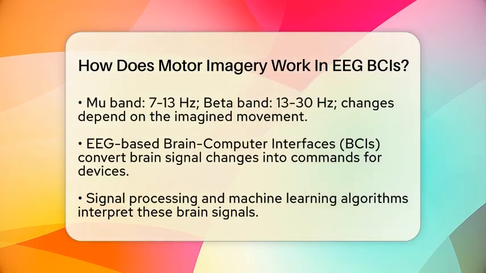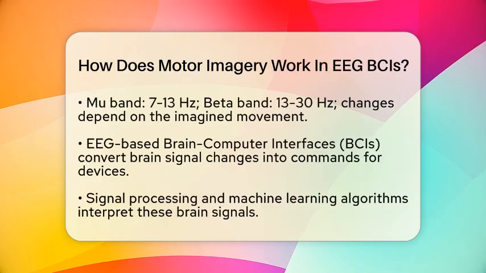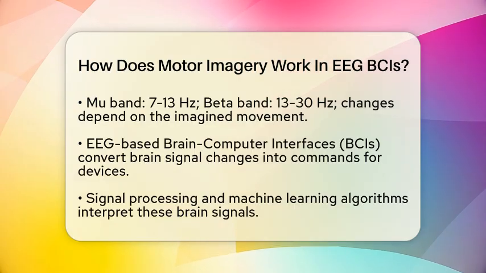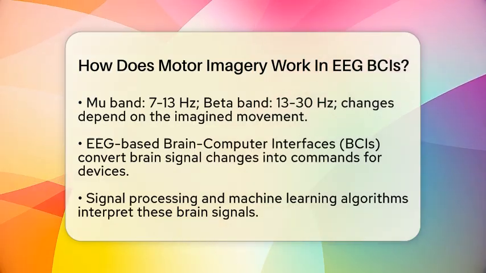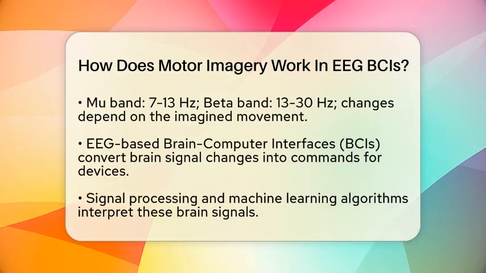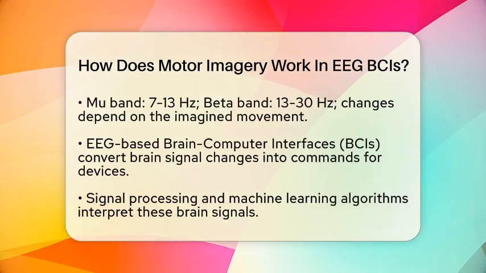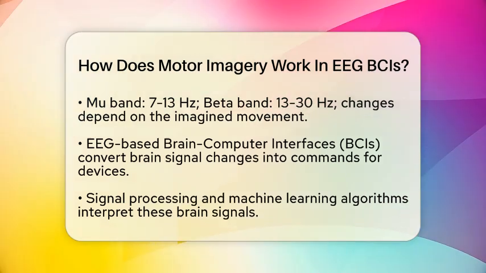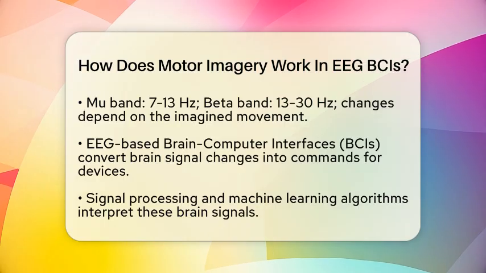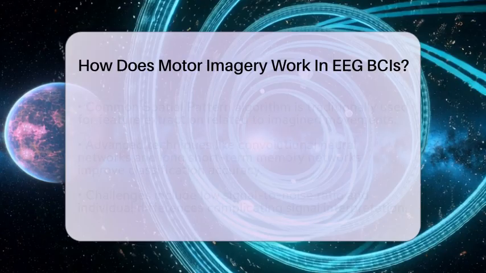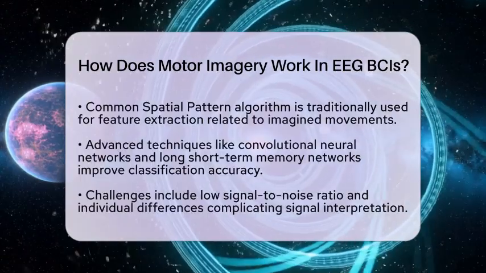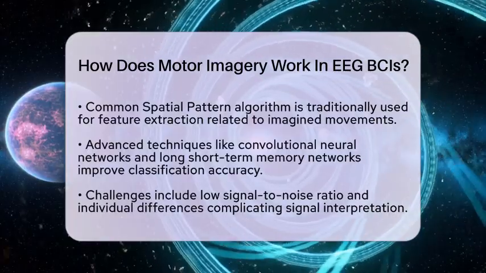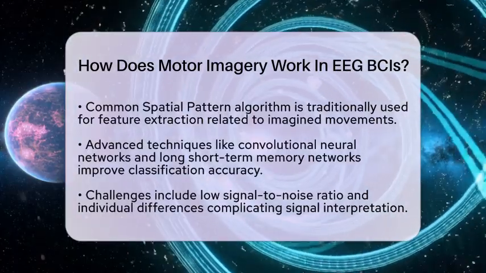To make sense of these brain signals, brain-computer interfaces use signal processing and machine learning algorithms. Traditional methods often utilize the common spatial pattern algorithm to extract features related to the imagined movement. These features are then classified by machine learning models to differentiate between various motor imagery tasks. Recently, more advanced techniques like convolutional neural networks and long short-term memory networks have been introduced. These methods automatically extract complex features, which improves the accuracy of classification.